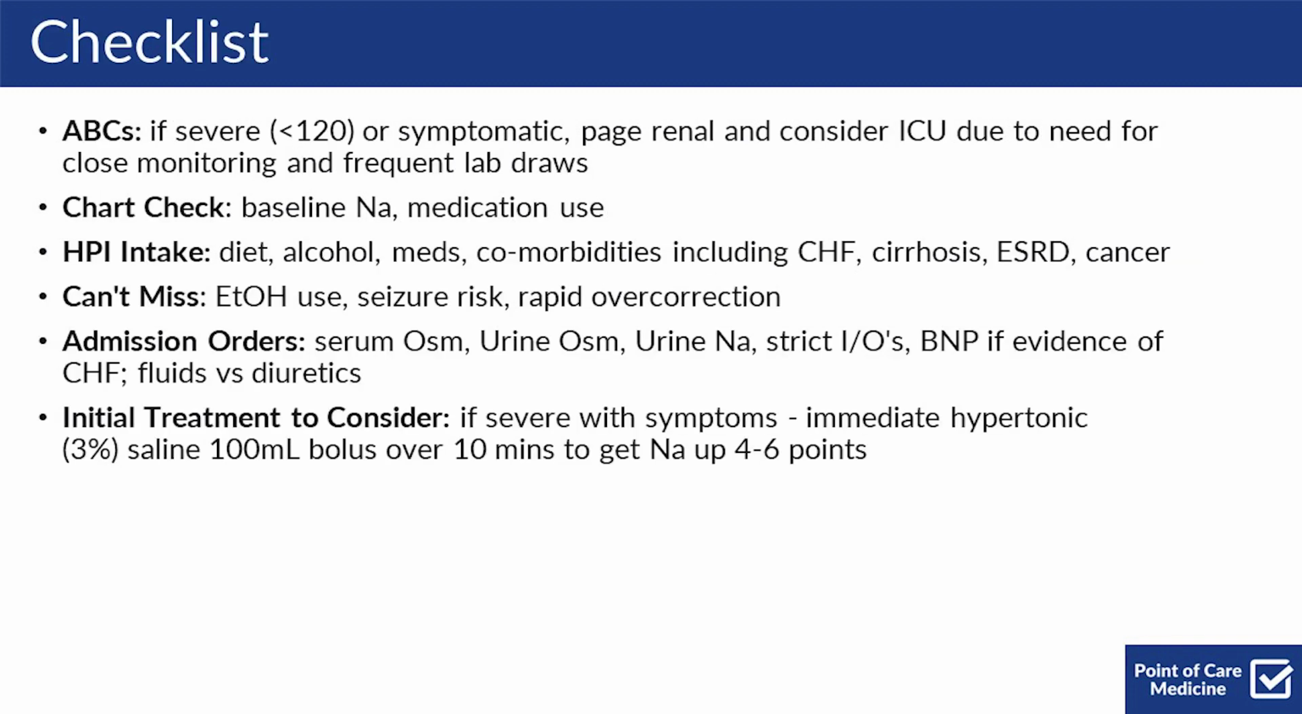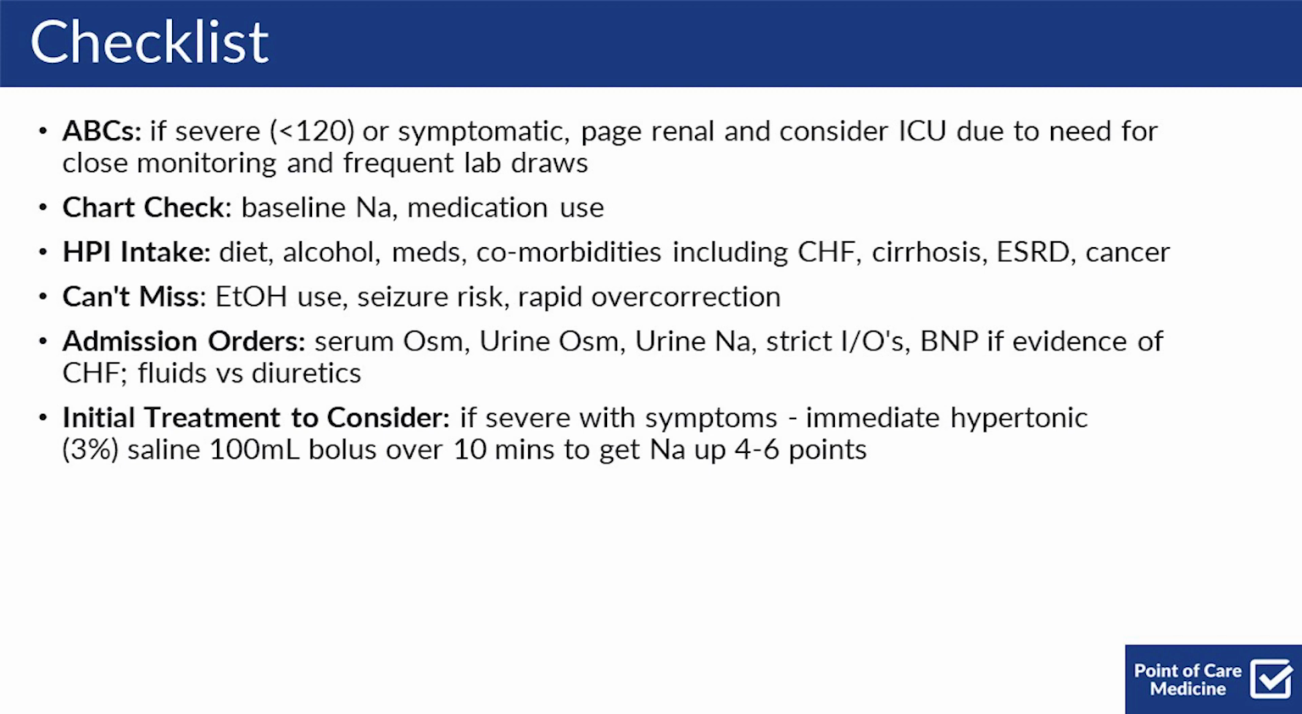So for a checklist, when you know you're going to be admitting someone with hyponatremia, you need to do your ABCs. If it's severe, meaning a hyponatremia less than 120, or they're having symptoms, you should page renal and consider an ICU admission due to the need for close monitoring and frequent lab draws. You can look in their chart for their baseline sodium and any medications that they use, as well as whether or not they use alcohol.